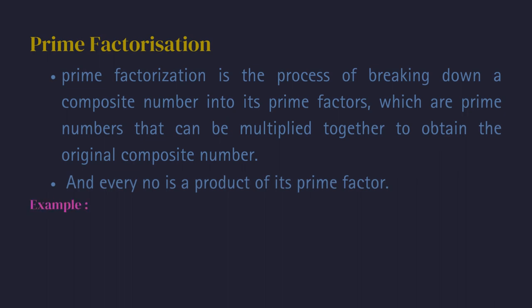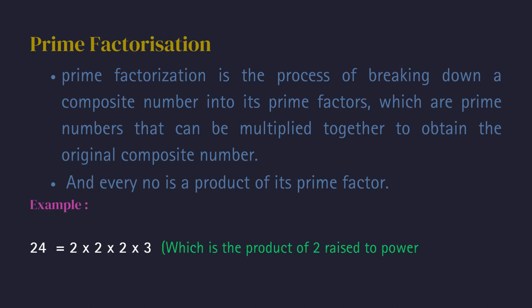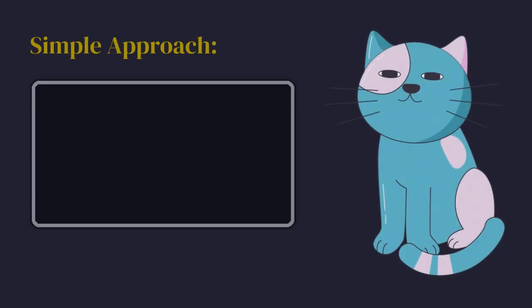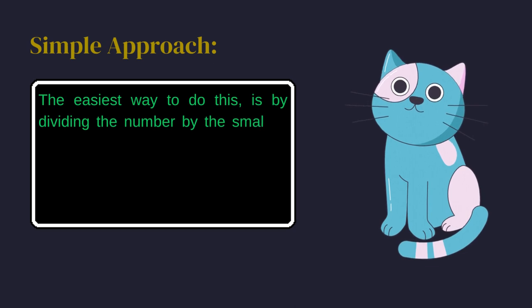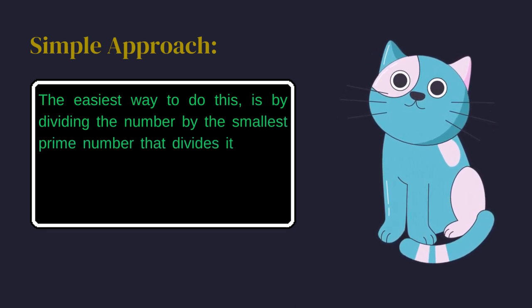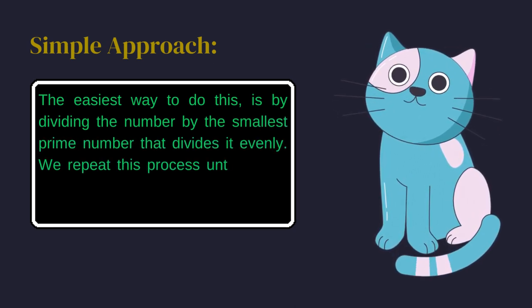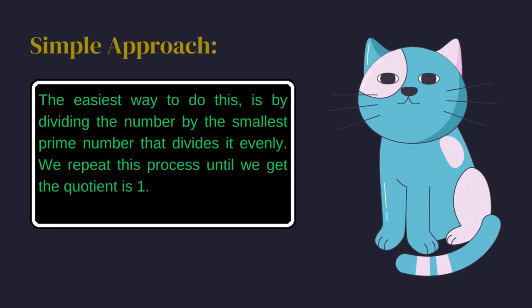For example, the prime factorization of 24 is 2 cross 2 cross 2 cross 3, which is the product of 2 raised to the power 3 and 3. The easiest way to do this is by dividing the number by the smallest prime number that divides it evenly. We repeat this process until the quotient is 1.